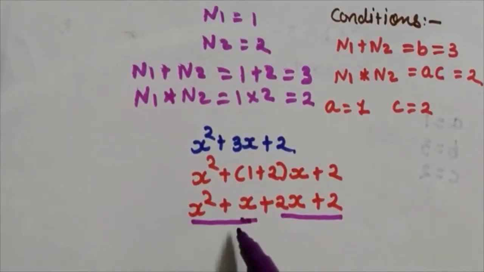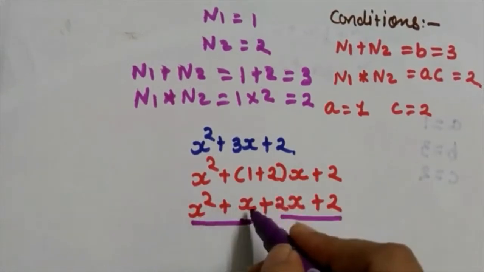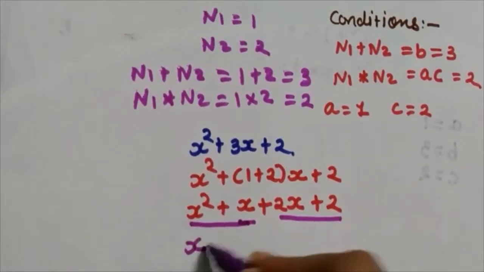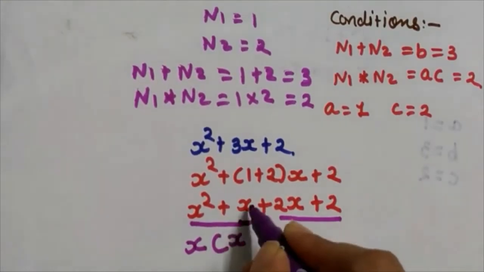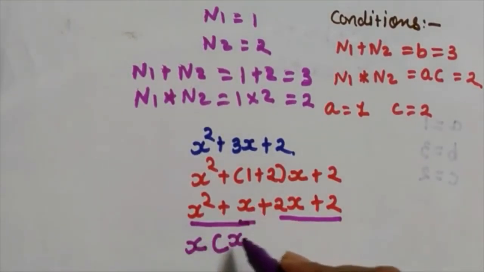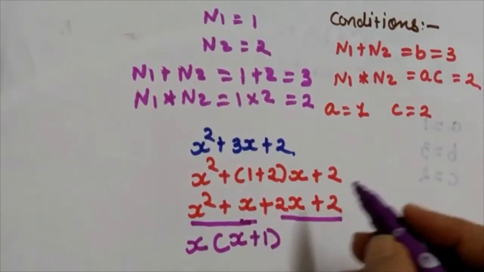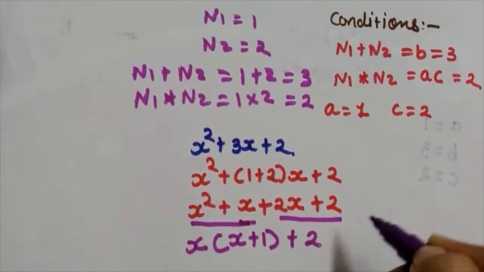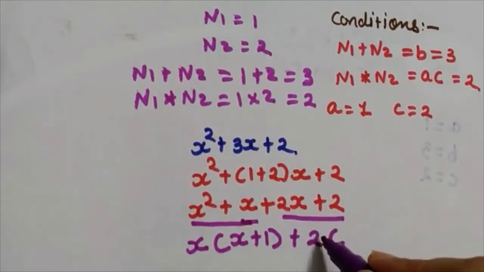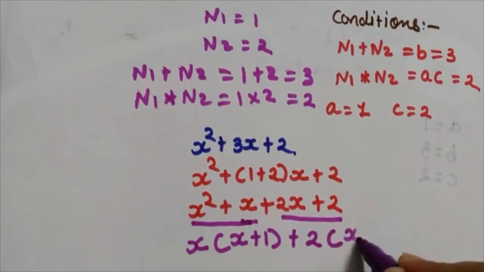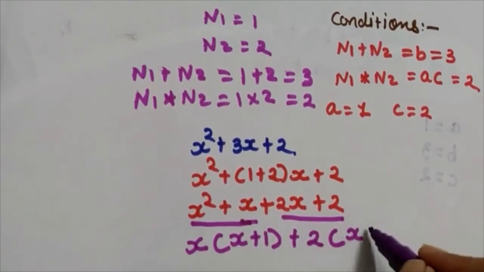Now in each group we will take out the common factor. Like x square plus x, x is the common factor. So we'll write in the bracket x, and here we have taken out x, so we'll write 1. And in 2x plus 2, the common factor is 2. So we'll write in the bracket here 2, 2 is already taken out as a common factor, we'll write x, and 2 has been taken out as a common factor, so we'll write 1.